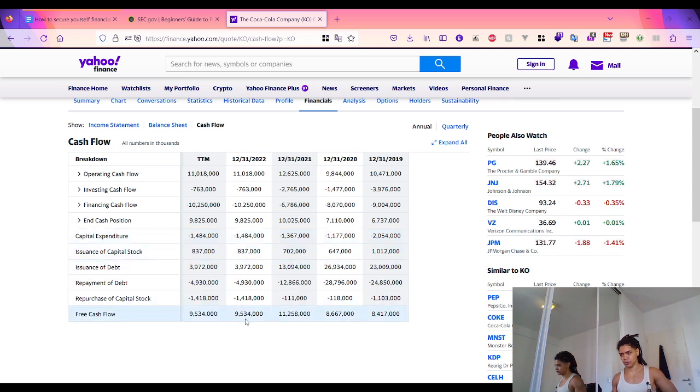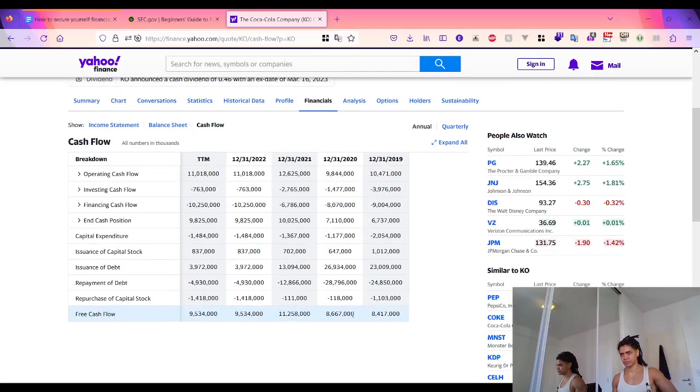Free cash flow. So a lot of these companies lost or invested large amounts of cash. 2022 wasn't a great year, by the way.